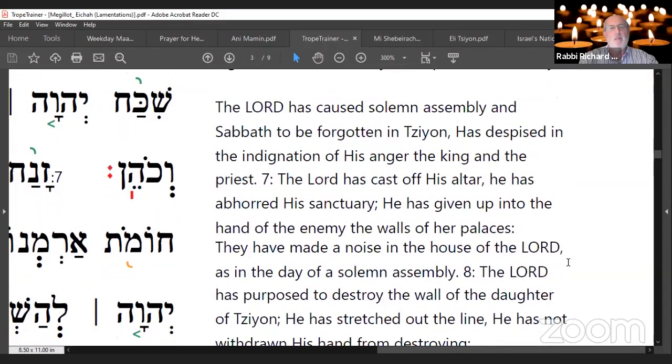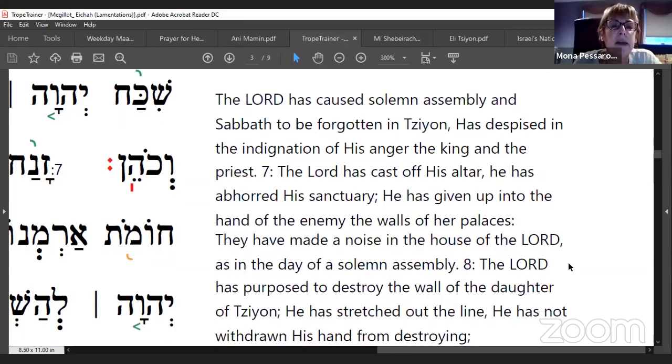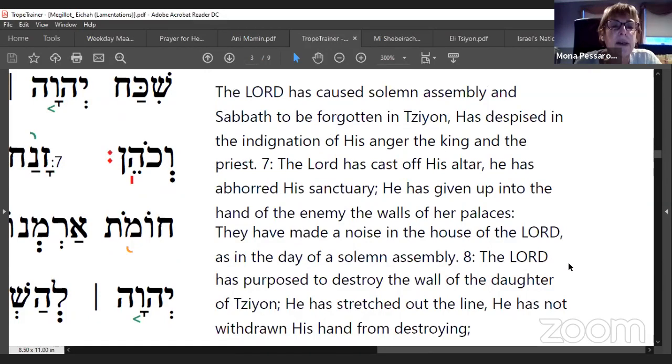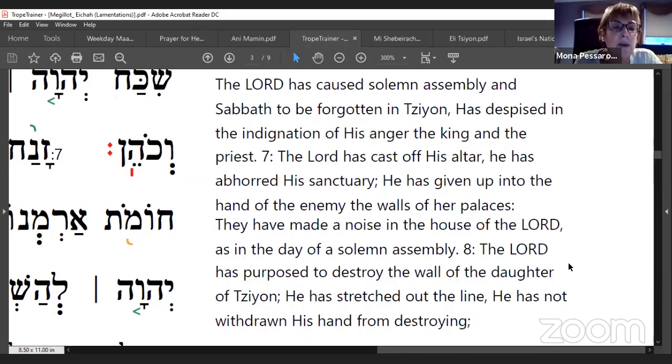The Lord has caused solemn assembly and Shabbat to be forgotten in Zion. He has despised in the indignation of his anger the king and the priest. The Lord has cast off his altar. He has abhorred his sanctuary. He has given up into the hand of the enemy the walls of her palaces. They have made a noise in the house of the Lord as in the day of the solemn assembly.